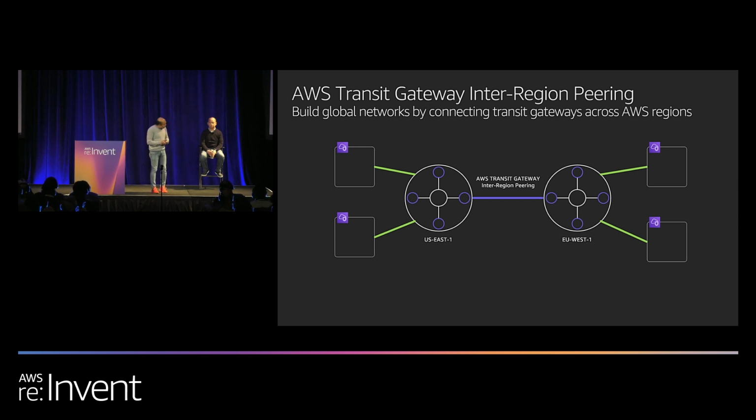I think they are available at this point of time in Oregon, Virginia, Ohio, Frankfurt, and Dublin. These are the regions you can peer your transit gateways at this point of time. The other regions we are rolling out as we speak. So how do you peer 2 transit gateways together?